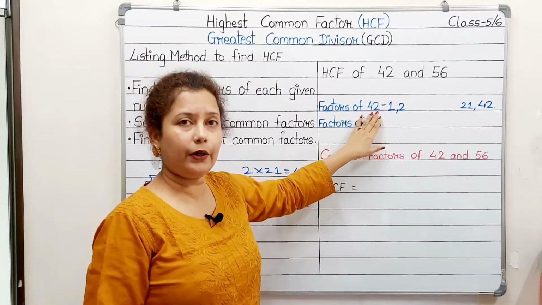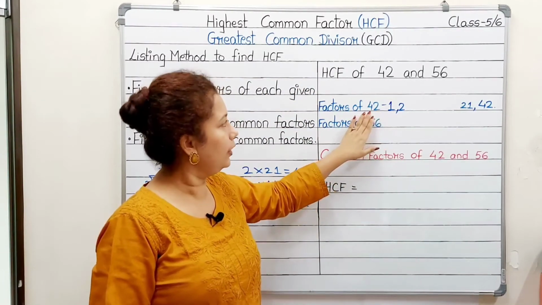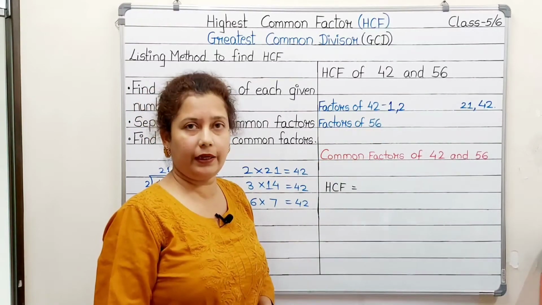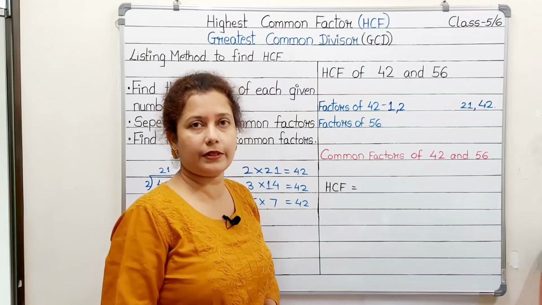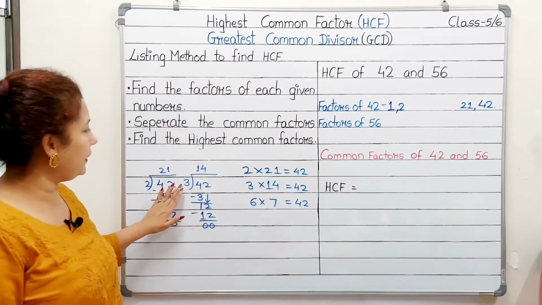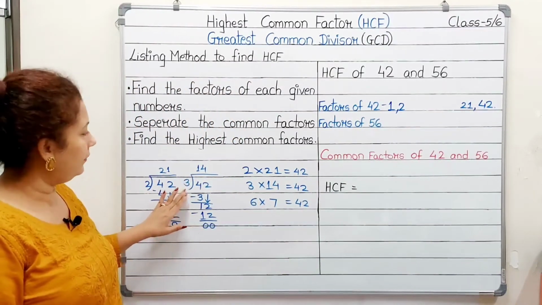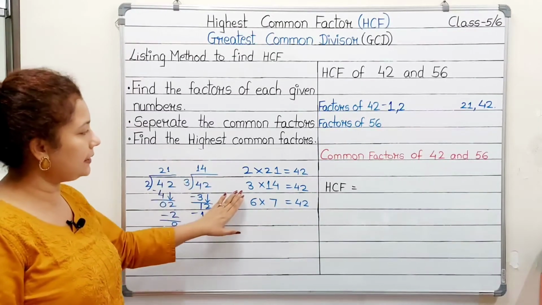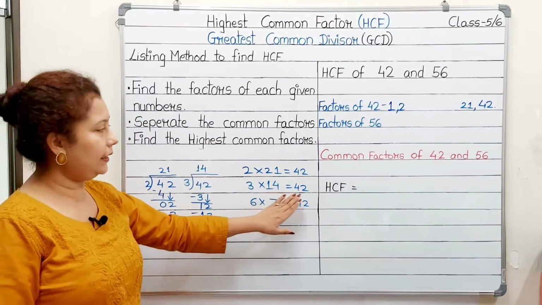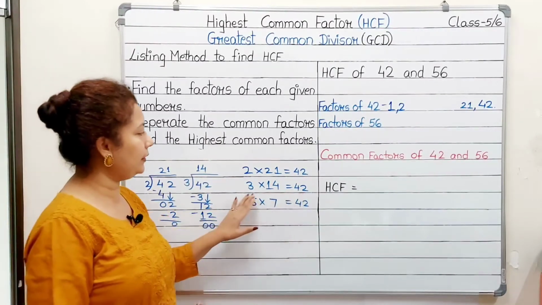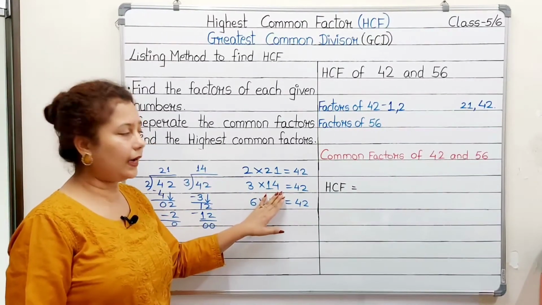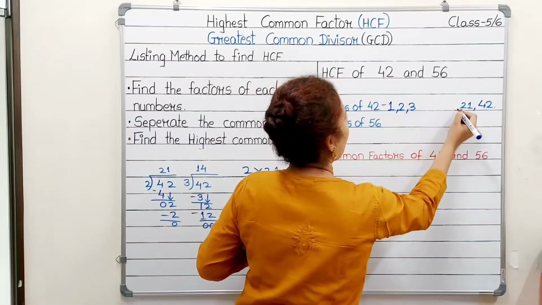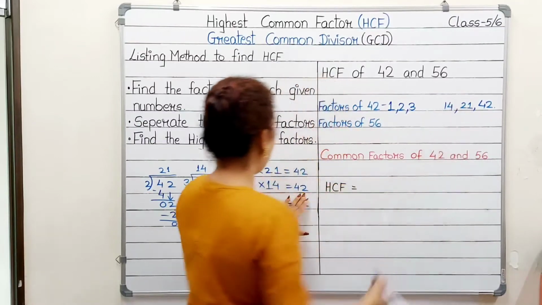Next we will see if 42 is divisible by 3. 4 plus 2 is 6 and 6 is divisible by 3. That means 42 is also divisible by 3. When we divide 42 by 3, we get 0 as the remainder and 14 as the quotient. That means 3 into 14 is 42. So 3 and 14 are factors of 42, and we will write 3 and 14.